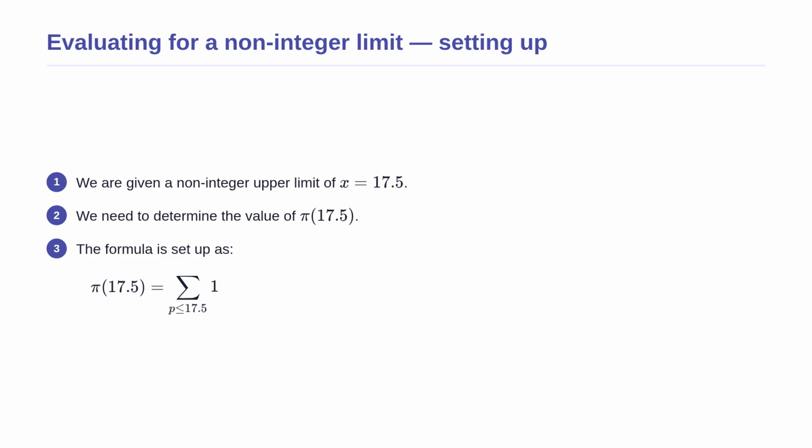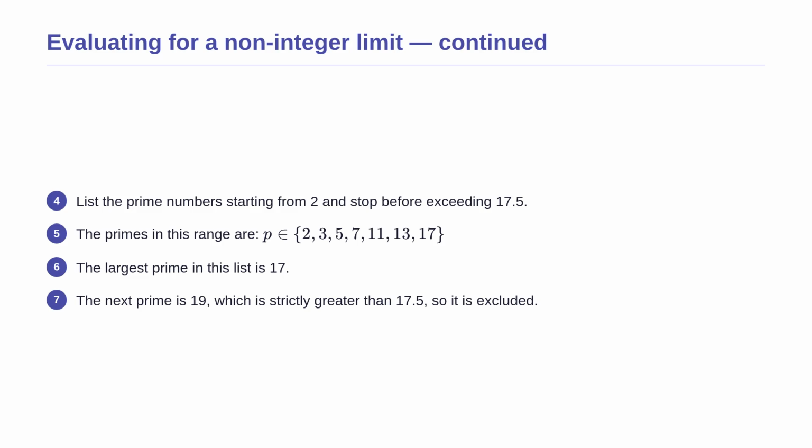We will use the exact same logical strategy as before. We set our upper limit to 17.5. And our formula tells us to find all whole prime numbers that fit strictly inside this boundary. Continuing our process, we list the prime numbers starting from 2 and stop just before we exceed 17.5. The primes in this range are 2, 3, 5, 7, 11, 13, and 17.